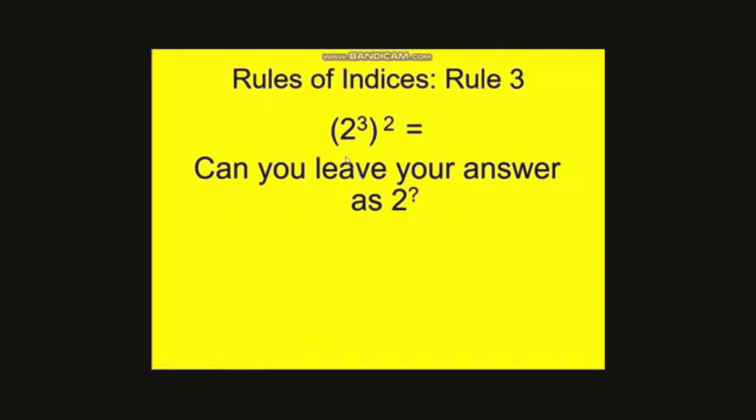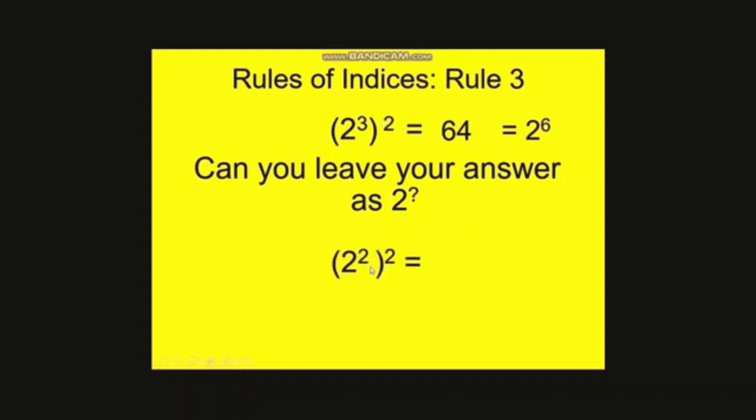So here we've got 2 cubed, and then we're going to square that answer. So press pause and see if you can work out what the answer is. Okay, if you press play, you should work out that 2 cubed is 8, and then when I square 8, I get 64. Now 64 as a power of 2 from your list, you should see is 2 to the power of 6. So is there a connection between 3, 2 and 6?